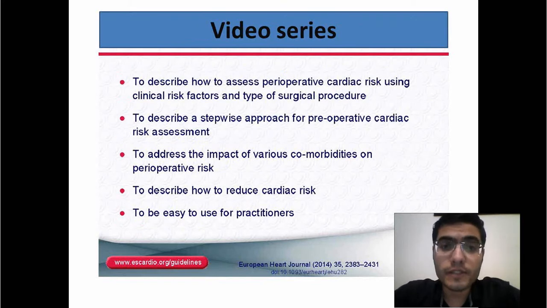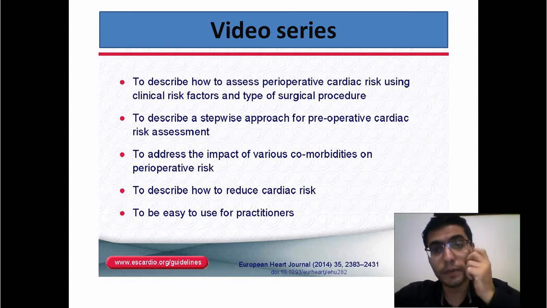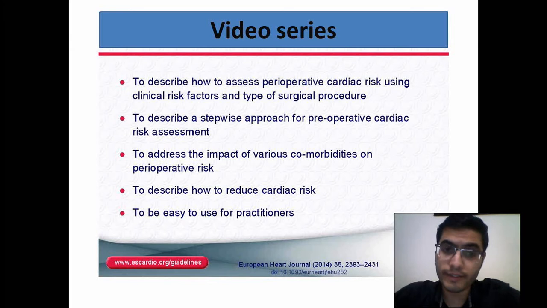We will cover this topic in 3 video series. In the first of them, we will discuss a stepwise approach for pre-operative cardiac risk assessment. In a 7-step approach, we will know how to best assess and manage the patient perioperatively.